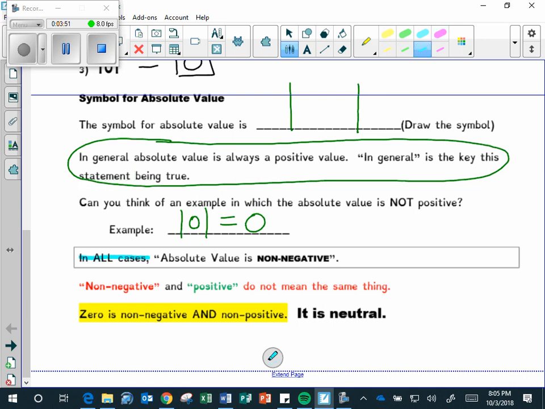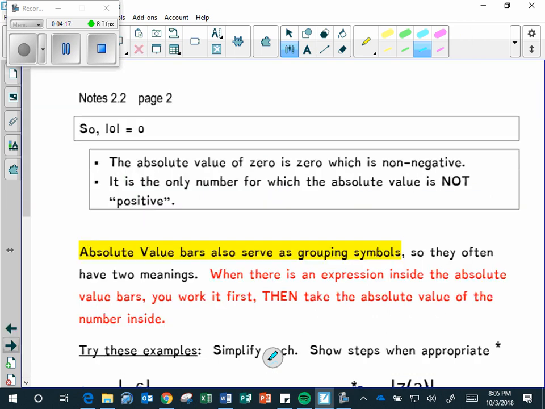So I wrote an important statement here, so let's highlight it. And that is this: in all cases, absolute value is non-negative. It would be true if we said in most cases absolute value is positive, but there's this one special case where that would be incorrect. That's why we say absolute value is non-negative, so that we're speaking the truth all the time. Basically, I've written here what I just said.